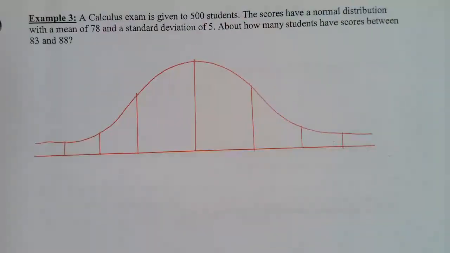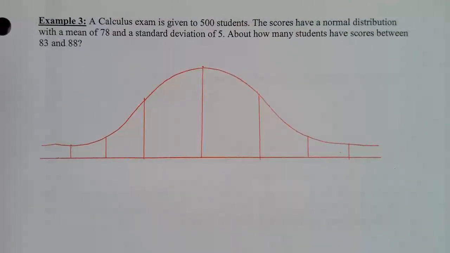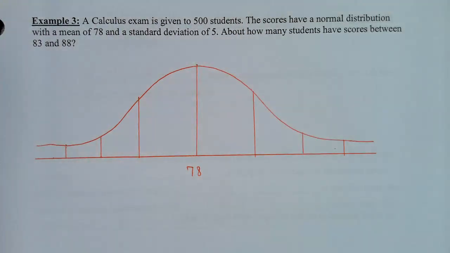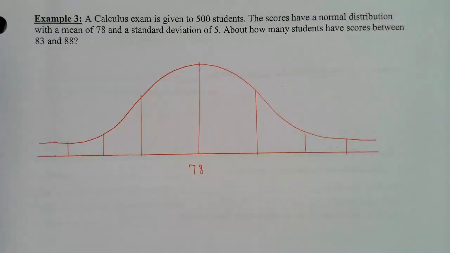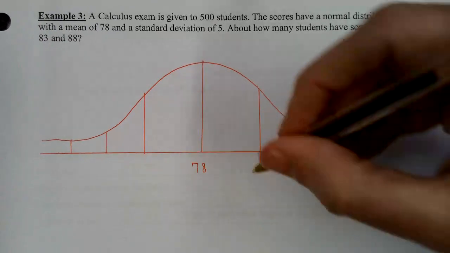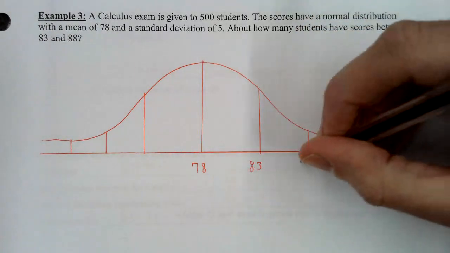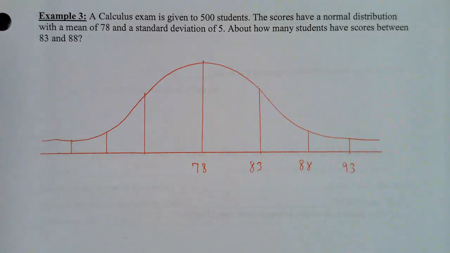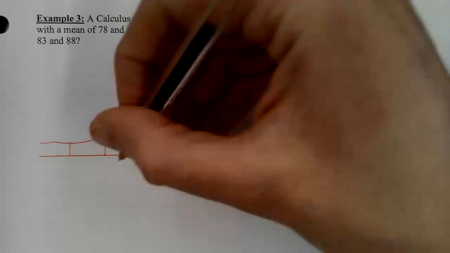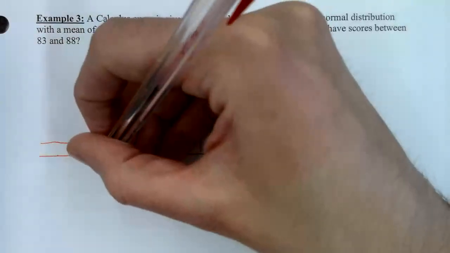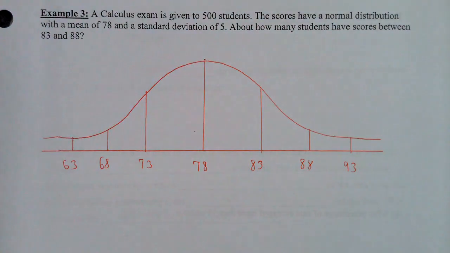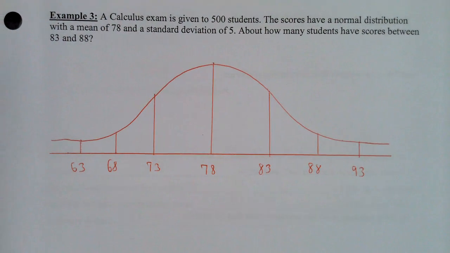All right, so the mean is 78. It's going to go right here. Standard deviation is 5, so we're going to add 5 to that, and we'll do it again. And we'll do it again. And we'll subtract 5 in the other direction, so 73. Do it again. Do it again. And then let's label the percentages, and then we'll answer the question.